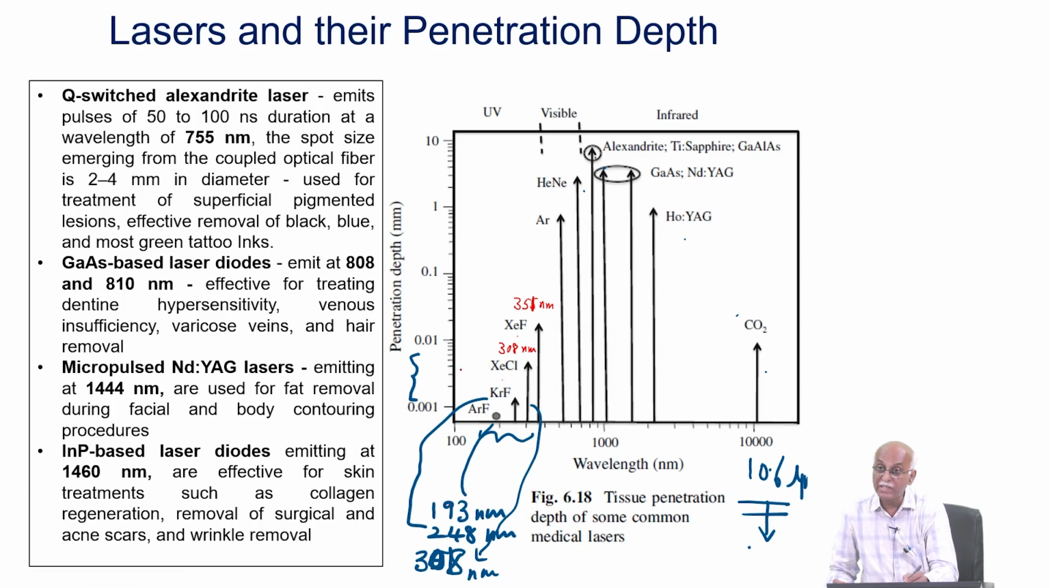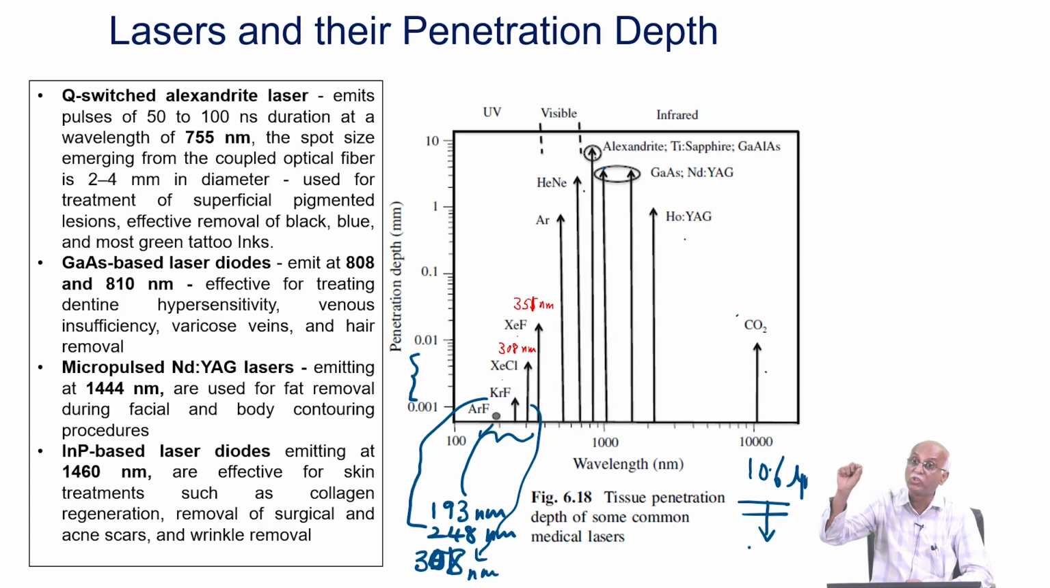All these UV lasers, which are short pulse lasers, allow very small penetration depth. The energy will get absorbed by a very small tissue layer, and that will generate heat, and the heat will be limited within that small region, and it can be used for ophthalmology applications, etc.